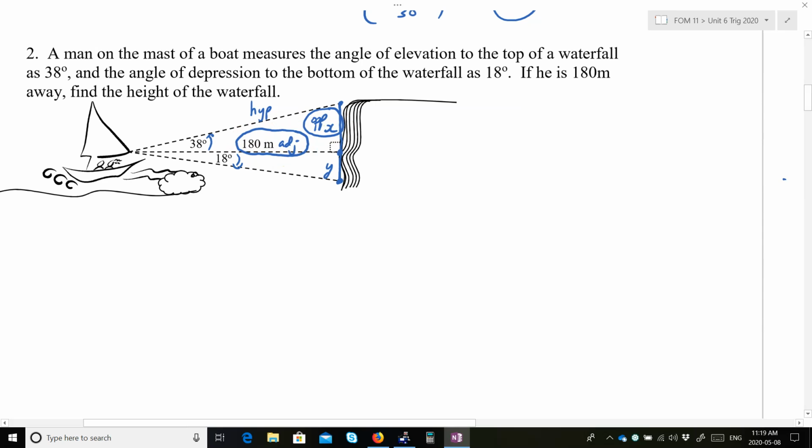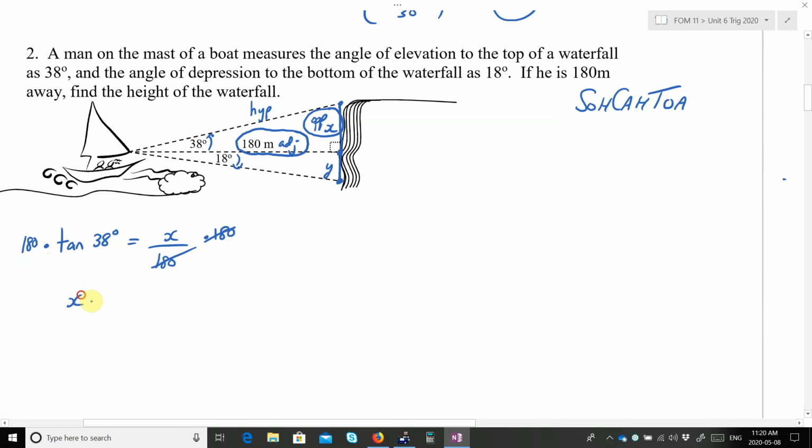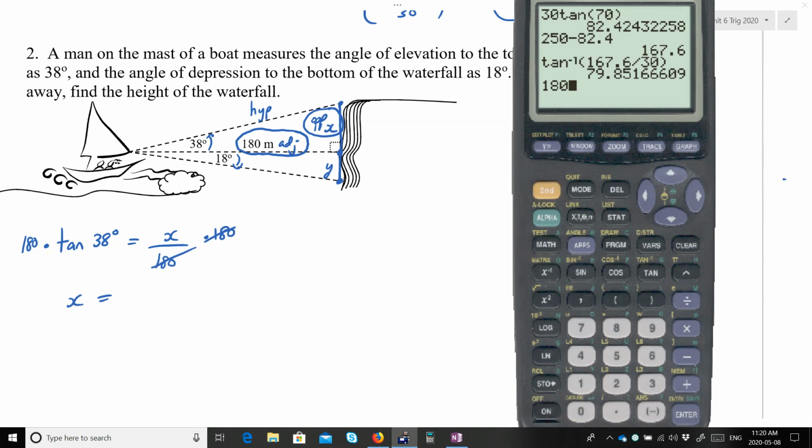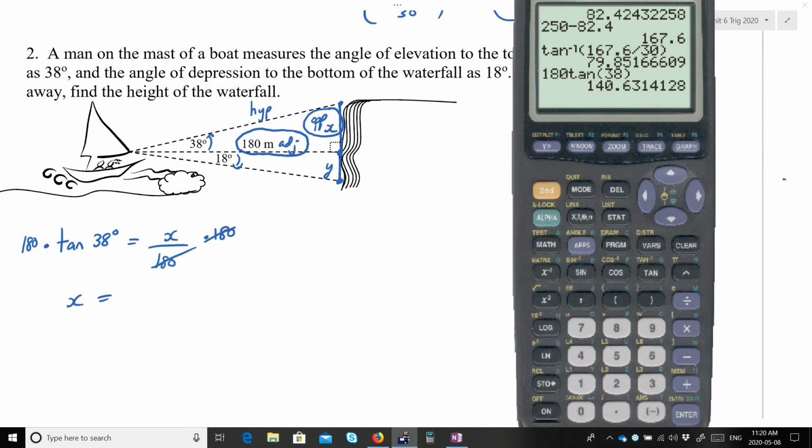So looking for opposite, and we have adjacent. That is tan. So tan of 38 degrees is equal to opposite divided by adjacent, and that's from SOHCAHTOA in a 90-degree triangle. All right, so then multiply both sides by 180. And we get x equals 180 times tan 38, and we get 140.6.